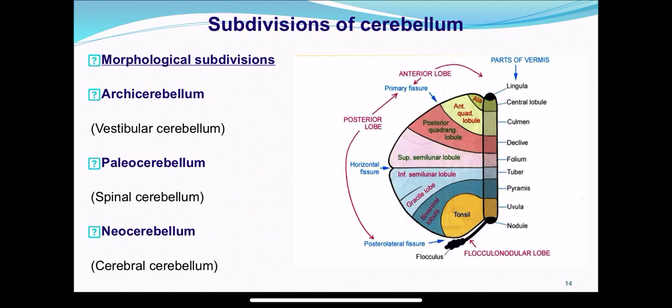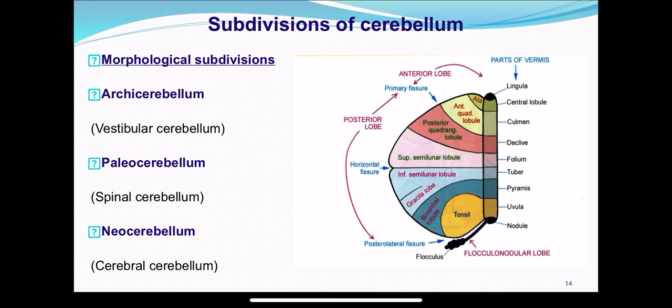Now coming to subdivisions of cerebellum on a different note, that is morphological subdivisions. Morphological subdivisions describe the cerebellum with regard to the evolution of cerebellum, how it got evolved slowly from lower animals to what we are today as mankind or human beings. So morphological subdivisions are archicerebellum, otherwise known as vestibular cerebellum, paleocerebellum, otherwise known as spinal cerebellum, neocerebellum, otherwise known as cerebral cerebellum.